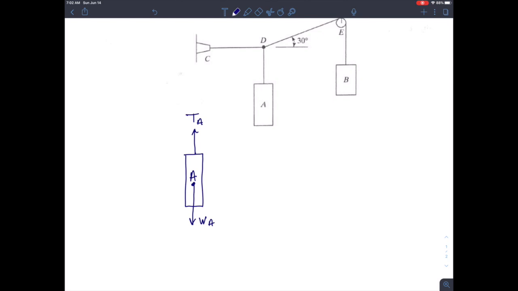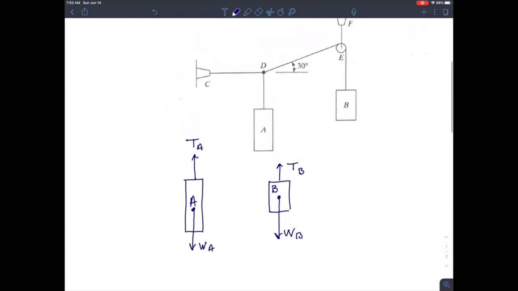Okay, so let's do B. B is a similar type of approach where we have a cylinder and we represent that with a rectangle. We know that the cylinder also weighs something, so it would be the weight of B, and again we have a tension force going straight up. So very similar.